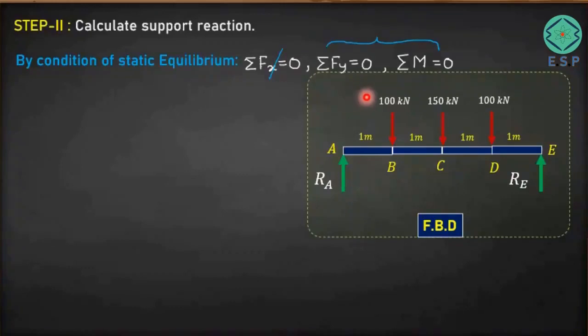So we'll take first condition, summation of F of y equal to 0, and later on we'll take summation of moment about a point of the beam equal to 0, and then we'll calculate RA and RE. So let's see the procedure. So we are going to follow summation of F of y equal to 0.